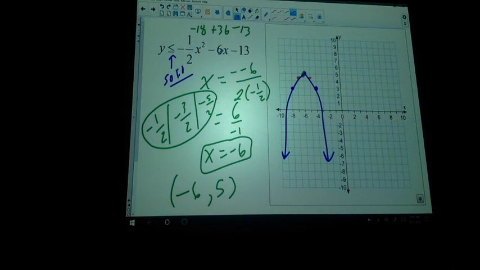Hashtag Ollie. All right. Hashtag yes. All right. Test point. Test point.